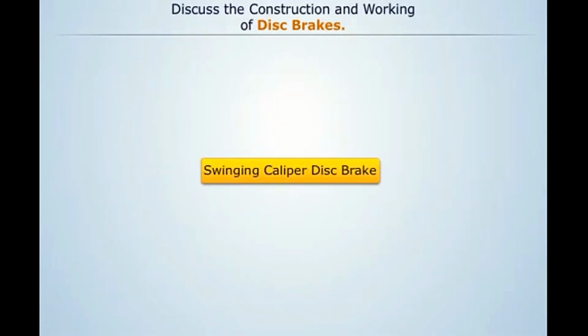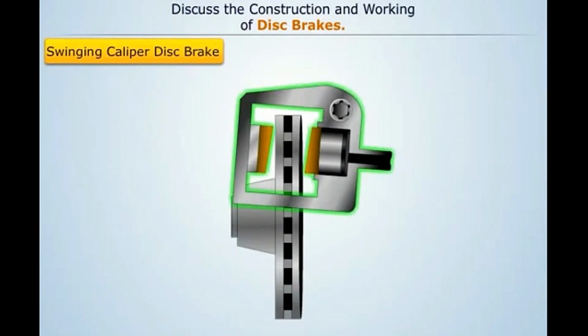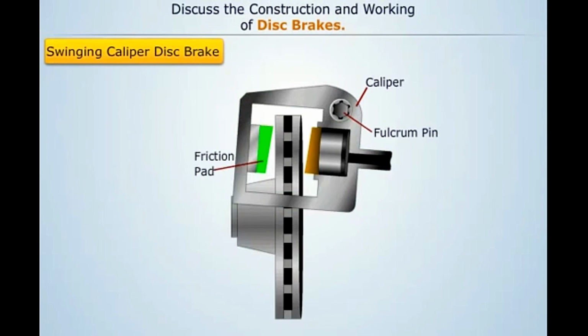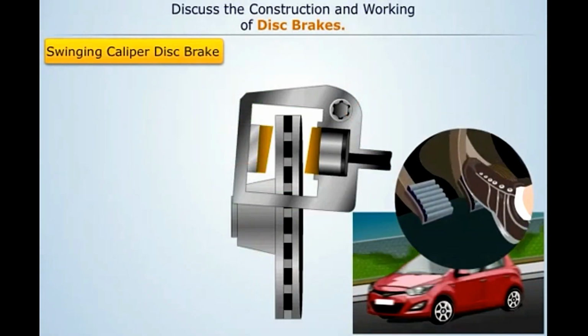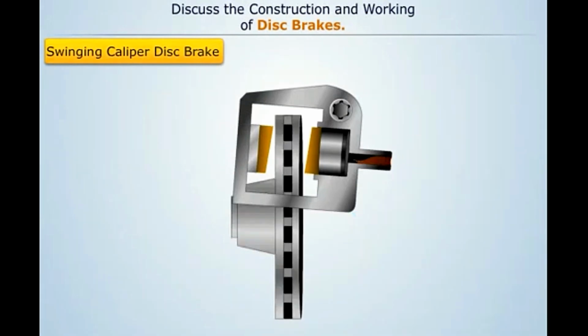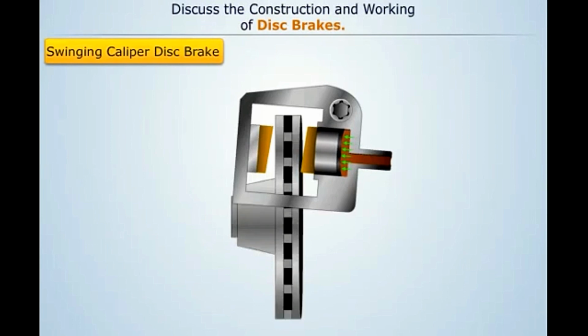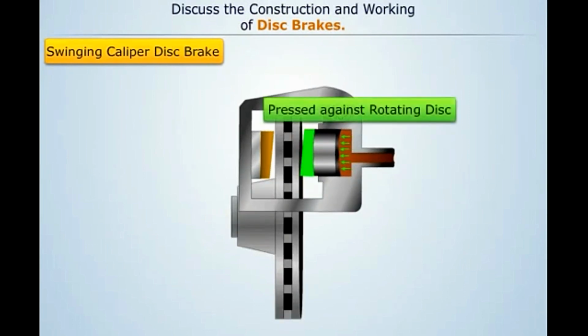Swinging caliper disc brake. A typical swinging caliper disc brake can be shown as: here the caliper is hinged about a fulcrum pin, and one of the friction pads is fixed to the caliper. Now when the brake is applied, the brake fluid enters the cylinder and pushes the piston outwards. This causes the piston-attached friction pad to get pressed against the rotating disc.